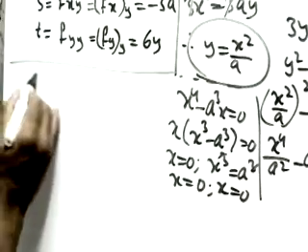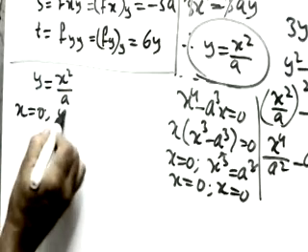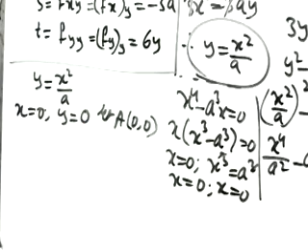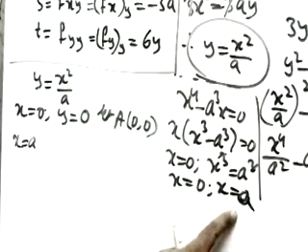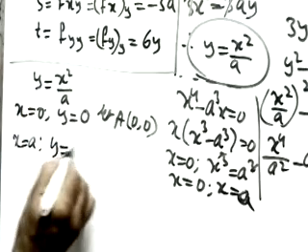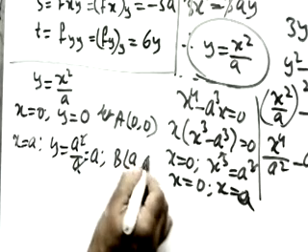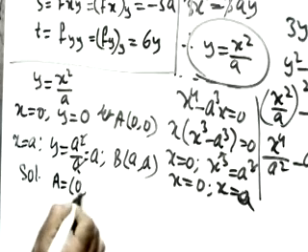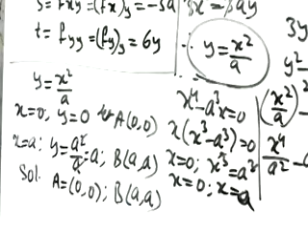Now we have to get y. Substitute in this, and we'll get y. We have y equals x square by a. If we substitute x equals 0, y will be 0 by a, which is 0. So let me denote this point by A: 0 comma 0. One good point we got. Again, x equals a. Let me substitute x equals a. We get y equals a square by a, that is a only. So let me denote this by B: a comma a. Therefore, solving, we got A equals 0 comma 0, one point, and B equals a comma a, another point.